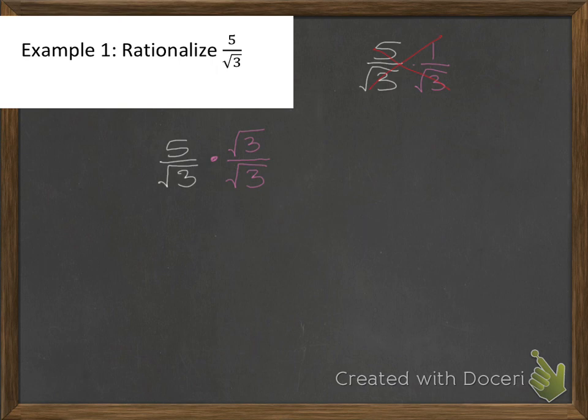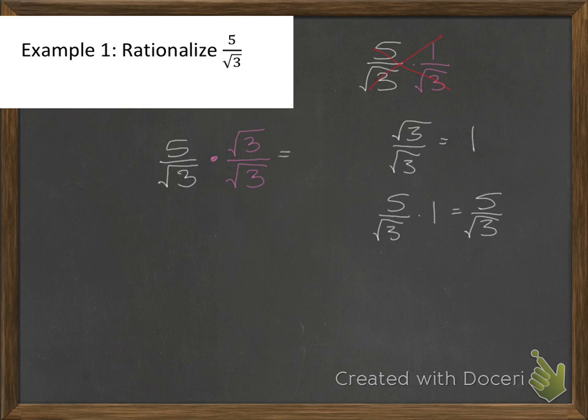Remember, if you think about the square root of 3 divided by the square root of 3, anything divided by itself is just 1. And remember, multiplying anything by 1 doesn't change its value. So I can multiply 5 over the square root of 3 by 1 and not change its value. So let's see what happens when we do this.